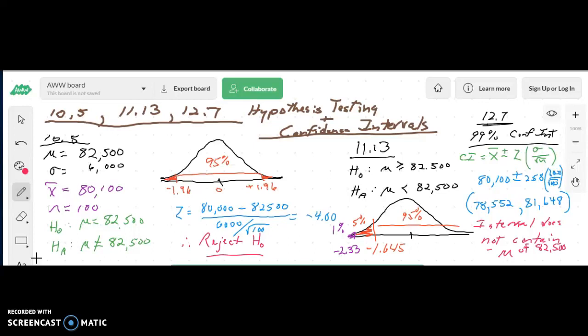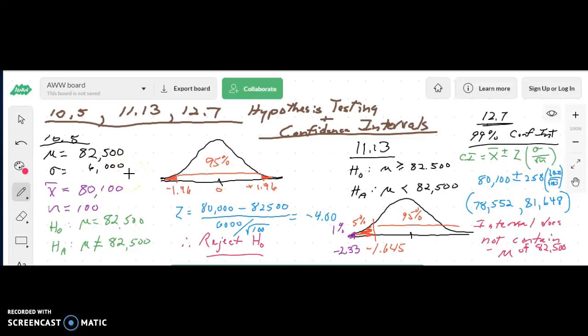So for 10.5, we had a hypothesis test here. We were testing to see whether or not the salaries for women faculty members were significantly different than a previously known average salary of faculty members in general. So we were given a population mean of 82,500 and a population standard deviation of 6,000. This was a previously known set of statistics here that we were using as our template.